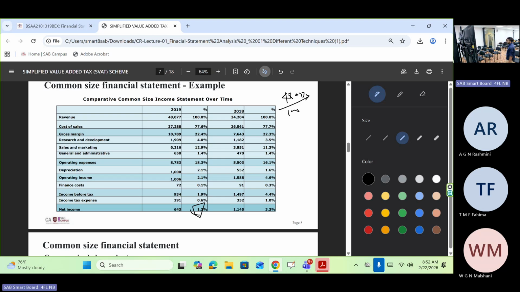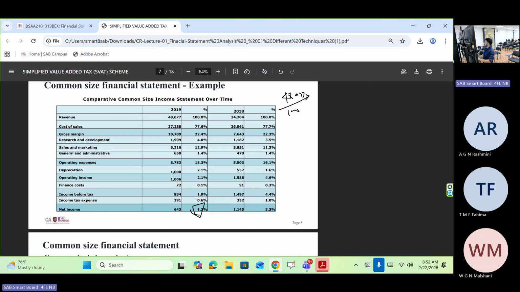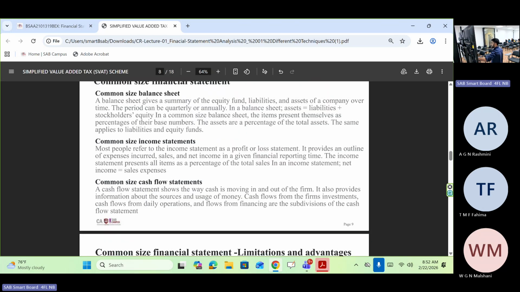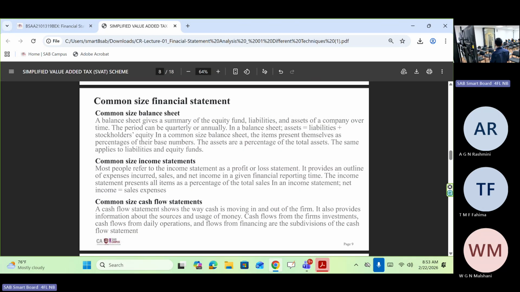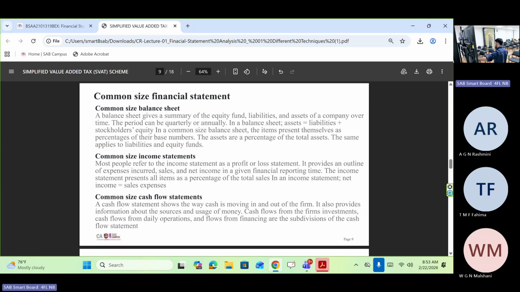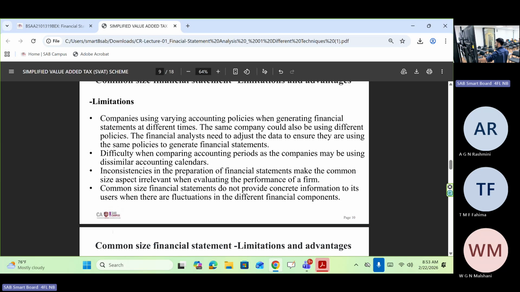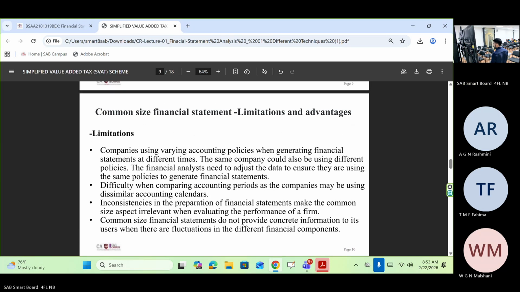Common size financial statements. I have given this definition: common size balance sheet, common size income statement, cash flow statement. You can read these things. And here we have limitations. This will be tested in the exam. What are the benefits of common size financial statements? What are the limitations of common size financial statements? So what are the limitations?